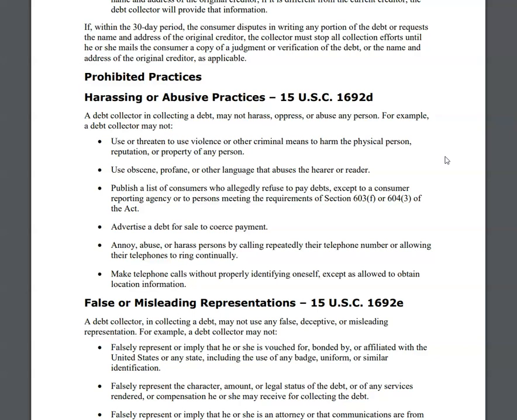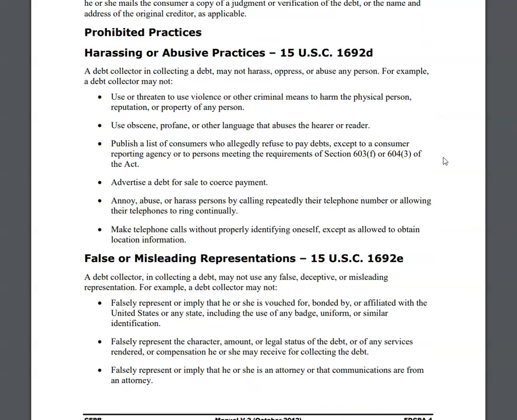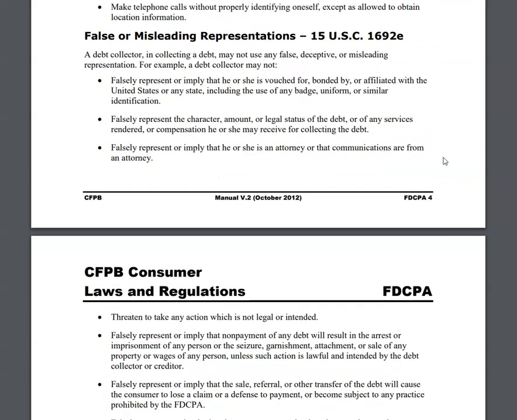Annoy, abuse, or harass a person by calling repeatedly their telephone number or allowing their telephone to ring continuously. To make calls without properly identifying oneself, except as allowed to obtain location information. Still very gray with that area. Still a gray area.